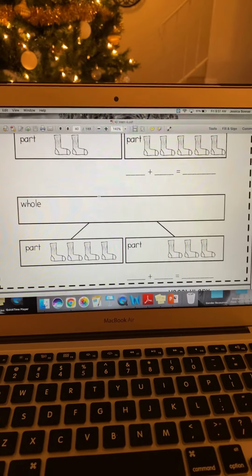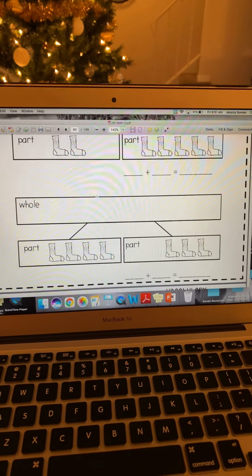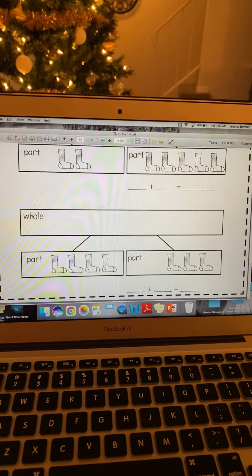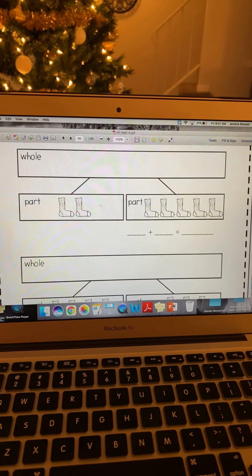Part whole is kind of a hard concept to teach, and this is the first time we've done it, okay? So don't get defeated. Don't get frustrated. Ask for help if you need it, okay? But today was part whole.